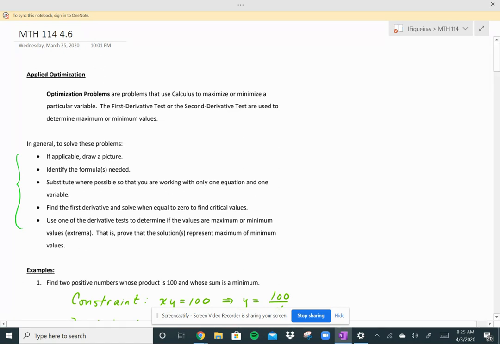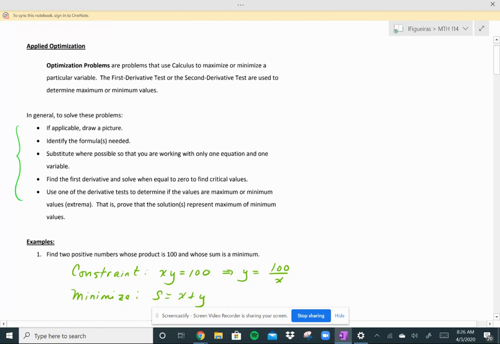And we find maximums and minimums by taking the first derivative and setting equal to 0. Sometimes you have to substitute. Use one equation in order to substitute into the other equation so that you're only dealing with one unknown variable. Then find the first derivative, set it equal to 0. Those will give you your critical values. And remember, critical values are potential maximums and minimums. And then use one of your derivative tests in order to determine if they represent maximum or minimum values.